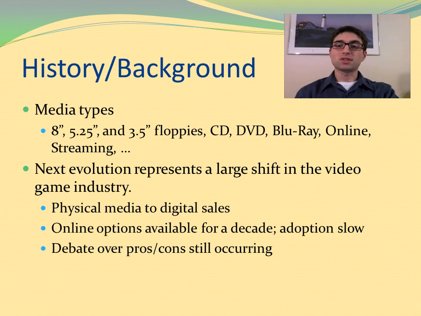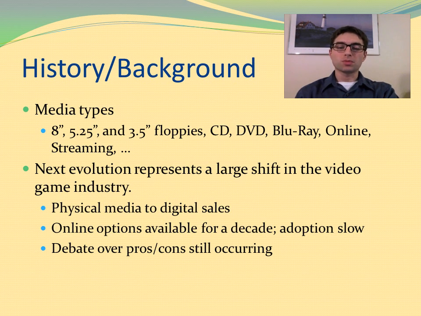Media types for video games have changed like any other technology-driven industry. Floppies, which came in 8-inch, 5¼ inch, and 3½ inch versions, were first produced between 1971 to 1982, CDs in the early 90s, then DVD, DVD dual layer, Blu-ray, online, and now streaming. The next evolution, which is happening now, represents a large shift in the video game industry. The shift is going from physical media to digital sales, which replaces existing distribution infrastructure.